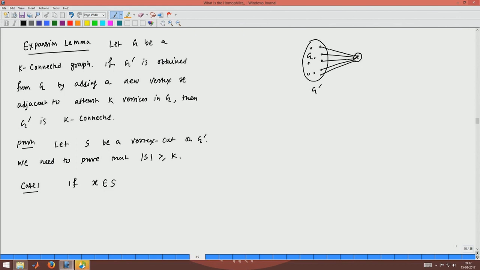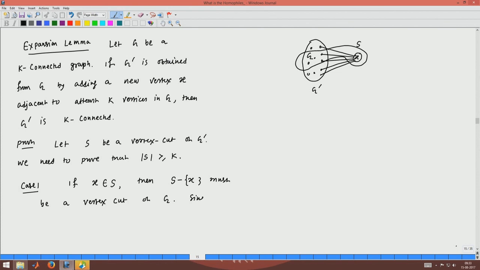So, let me just draw. Suppose this is my S, and this S is a vertex cut which includes X. If X is in S, then S minus X must be a vertex cut of G. I hope this is easy to understand.